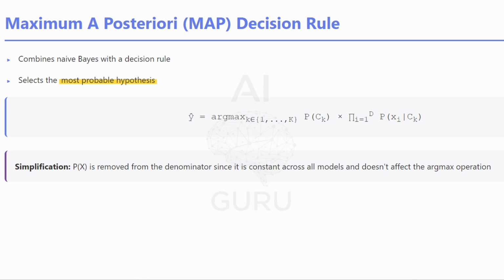For a new unseen test record of X, we compute that proportional score, P(C|X), for all possible classes. We then choose the class that gives the highest score. This is known as the maximum a posteriori, MAP, decision rule.